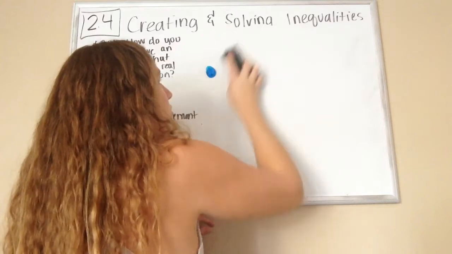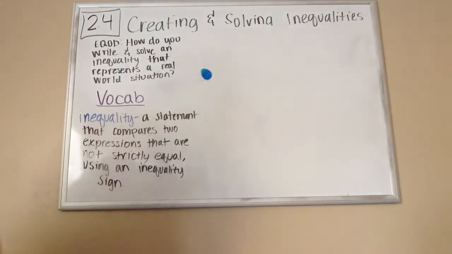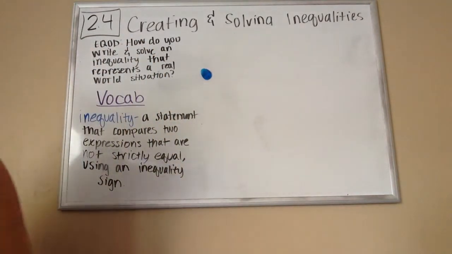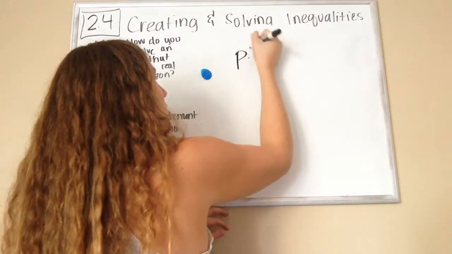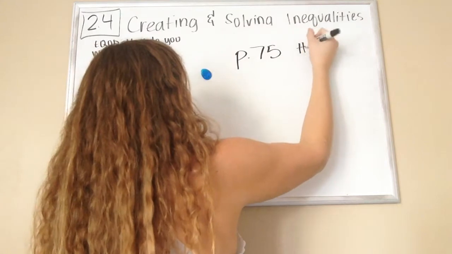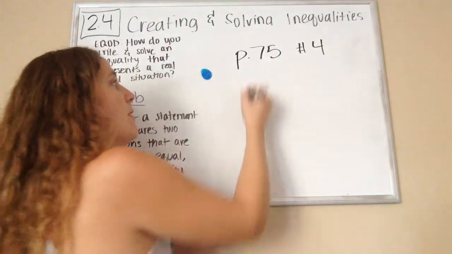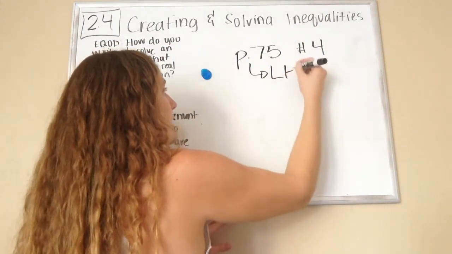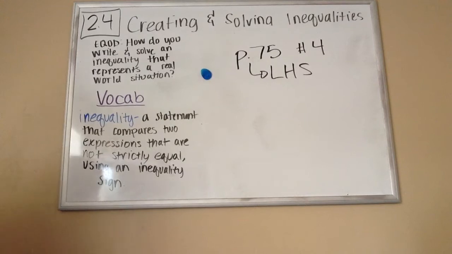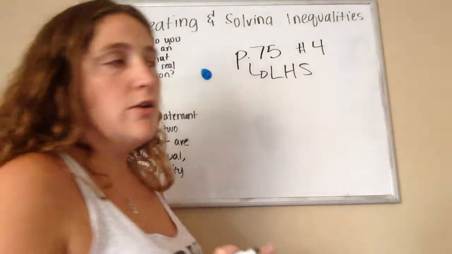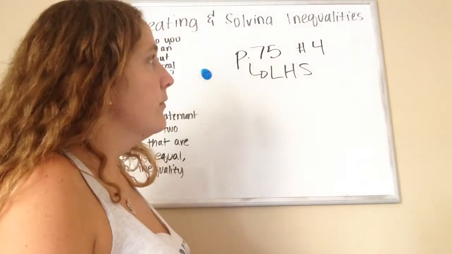Alright, so the one you guys are trying, you are going to cut something out of your workbook again. You are going to cut out on page 75, number 4, and remember you need to solve this on the left-hand side of your notebook. The left-hand side.